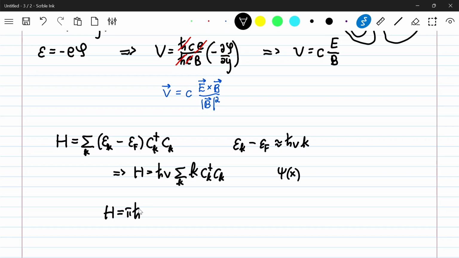Actually, let me just check the factors of pi. I don't want to lose them. No factor of pi, sorry. Okay, this is a Dirac Hamiltonian.